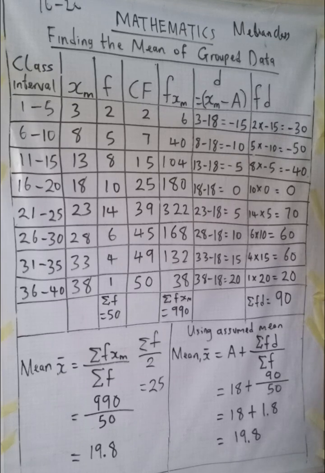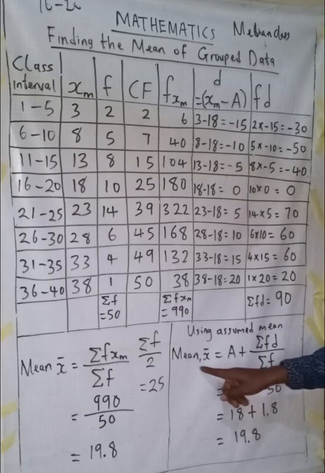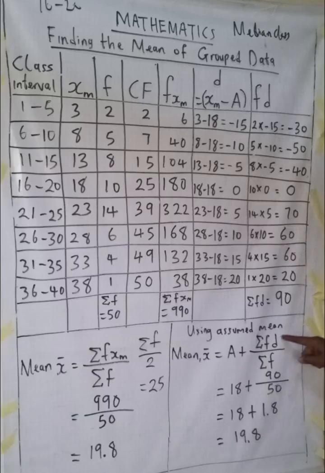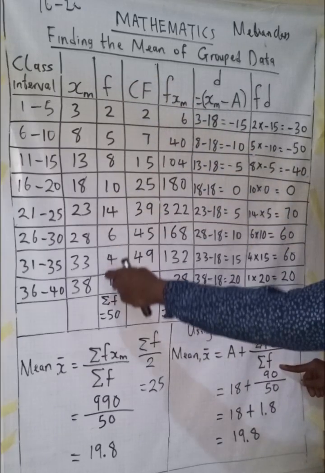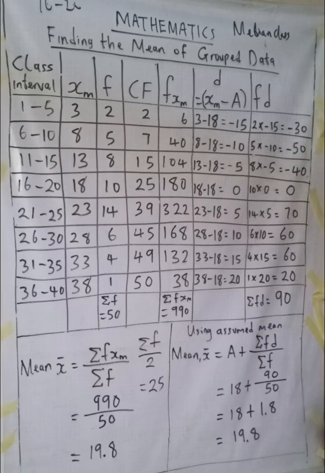You must know the formula for finding mean using assumed mean. So the mean will be assumed mean plus summation FD over summation F. So when you find FD, you add them. That will give you summation FD, which in this case is 90. If you add all the F, summation F, that will be 50. So you follow the formula, assumed mean plus summation FD over summation F, and that will be 18 plus, if you divide, you have 1.8, and then you add 18 plus 1.8, that will give you 19.8.